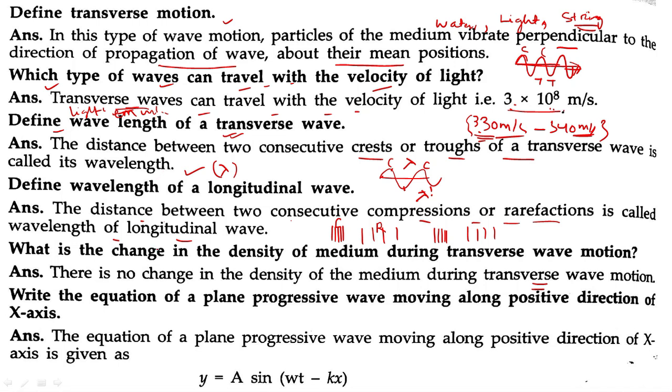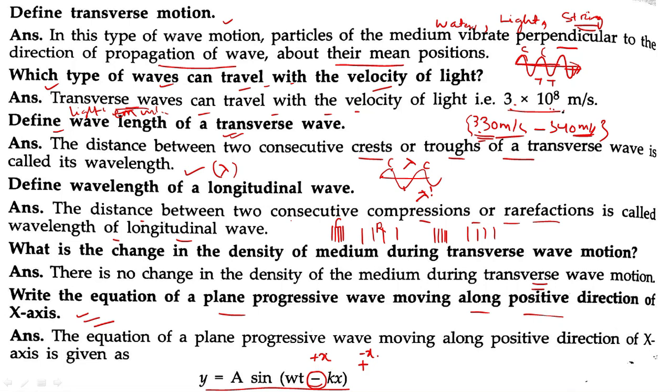Okay. Now, write the equation of a plane progressive wave moving along positive direction of x-axis. If the wave travels along positive direction of x-axis, the equation will be y equals a sine omega t minus kx. Remember, this is the negative sign. Negative sign means positive x direction. Positive sign means negative x direction. Remember this clearly. The equation of a plane progressive wave moving along the positive x direction is y equals a sine omega t minus kx. Omega t minus kx means plus x-axis, omega t plus kx means minus x-axis, just opposite.